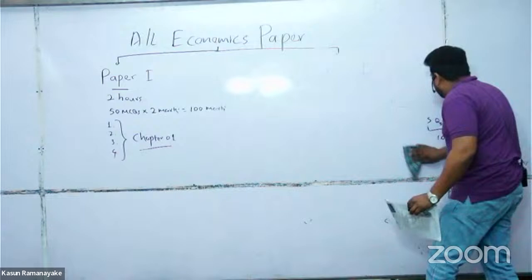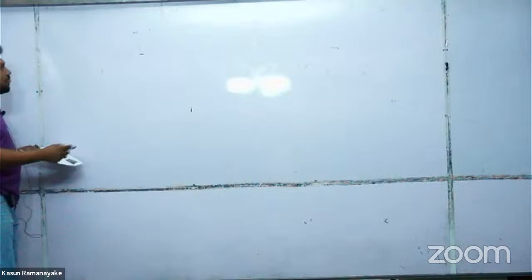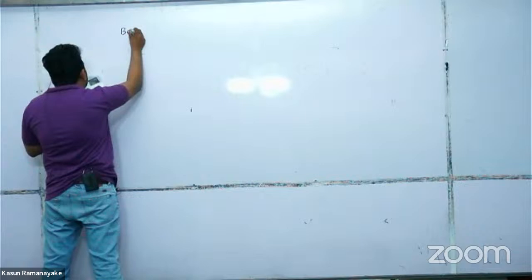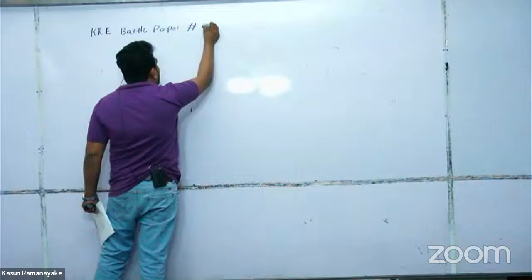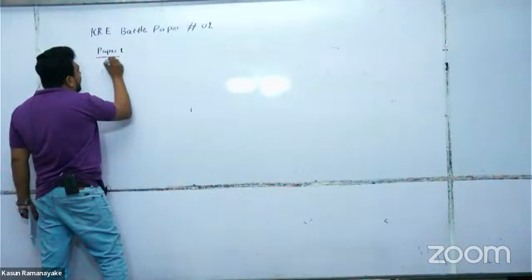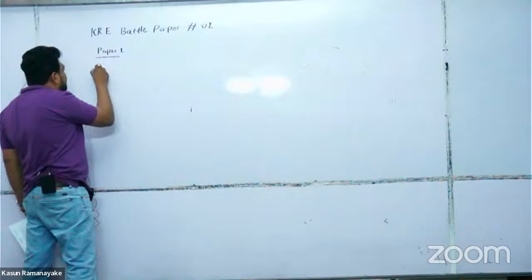When you are participating in the paper discussion, you need to have this kind of structure as well. What is it? Here 25 questions are there. You have to write down the topic, then battle paper, always battle paper number one. Then put paper one, the marking scheme, the authors' answers. You have to write that down. This is the structure, very simple. Have this structure.